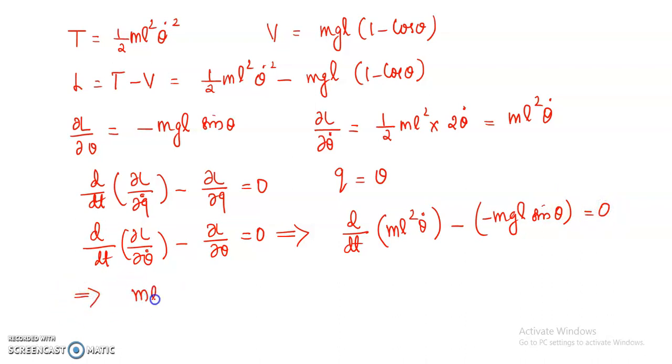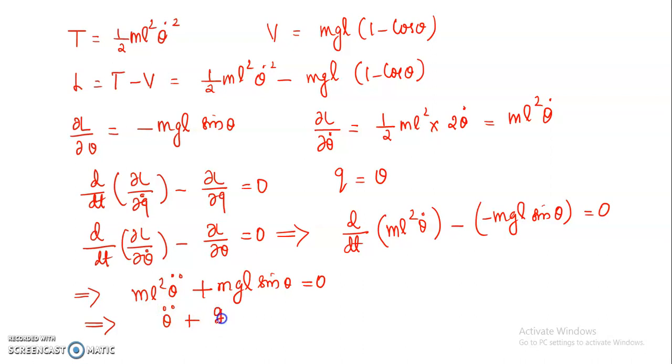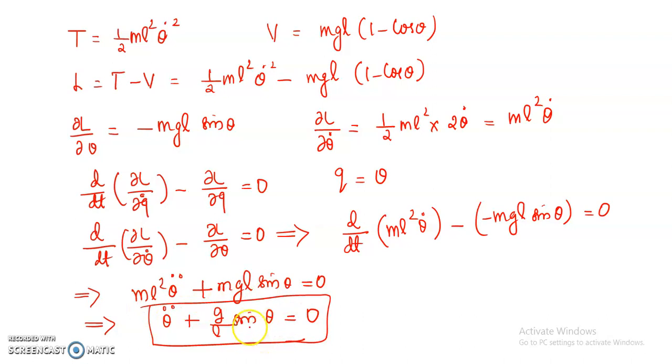That implies m L square theta double dot plus mgL sin theta equal to 0. m and L are common in both terms, so we obtain theta double dot plus g by L sin theta equal to 0. This is the equation of motion of a simple pendulum.